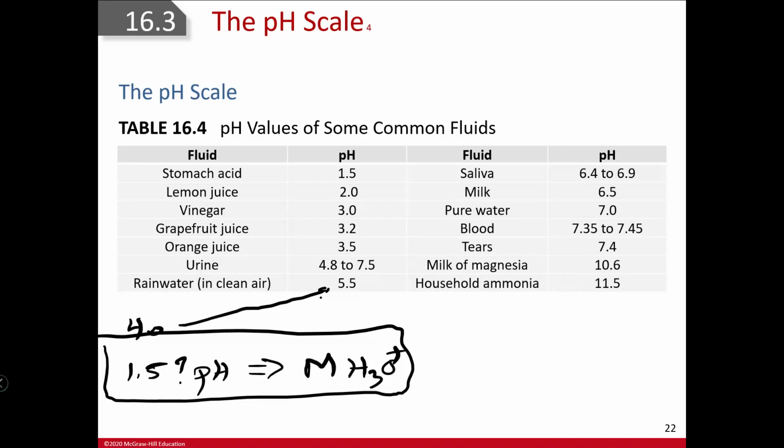Then we have saliva, we have milk, we have pure water, we have blood. Notice your blood's a little acid, a little basic. Then we have tears, milk of magnesia, and then household ammonia. Household ammonia is pretty strong there. pH goes up to 14. We're only 1.5 away, or 2.5 away from 14, right?